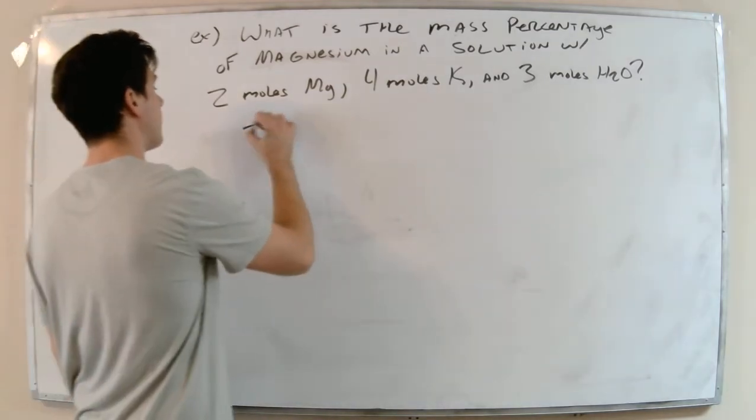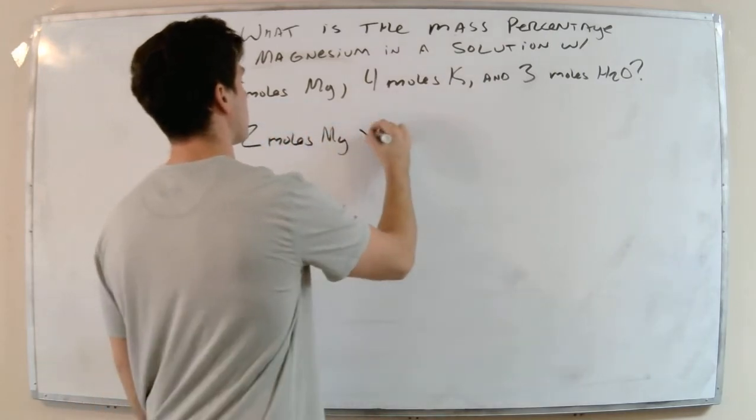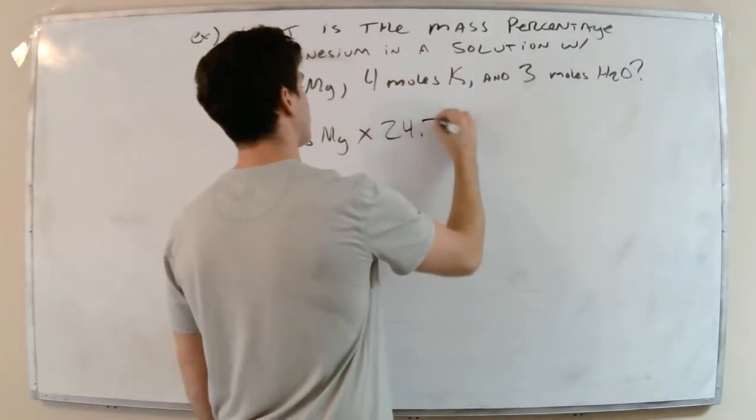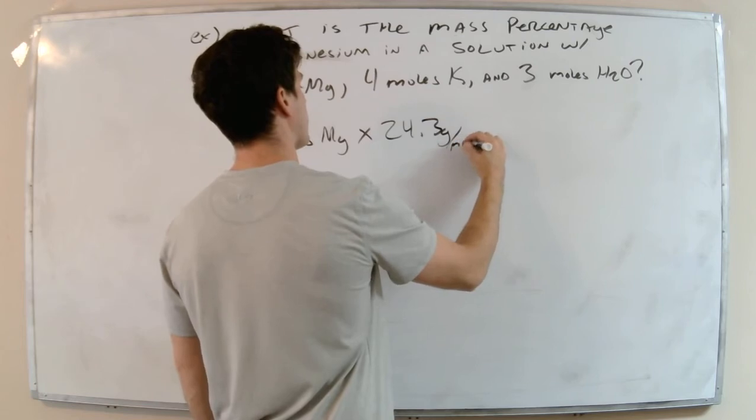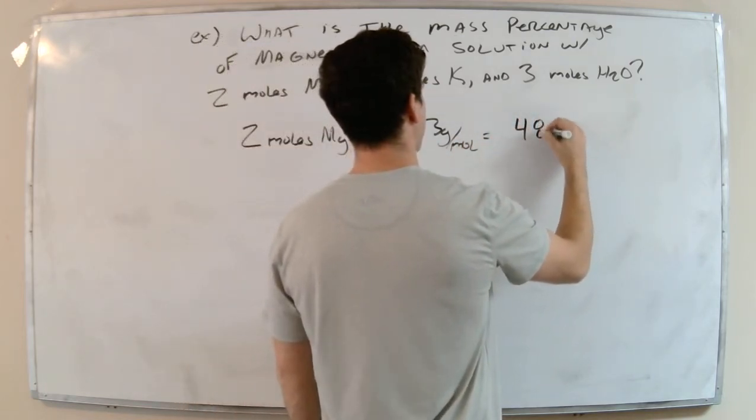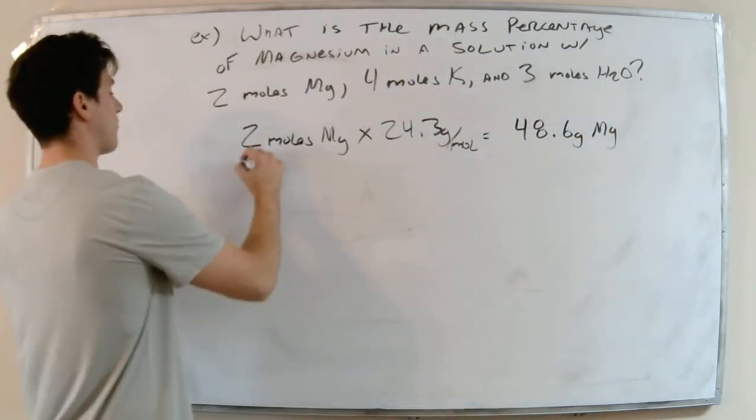We got 2 moles of Mg, right? And we got to get it to grams, so we're going to multiply by the molar mass of Mg, which is 24.3 grams per mole. Okay, so that gives us a total mass of 48.6 grams of Mg.